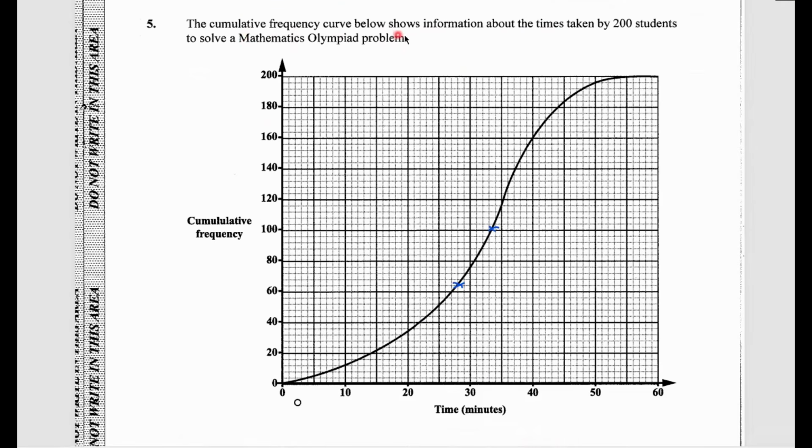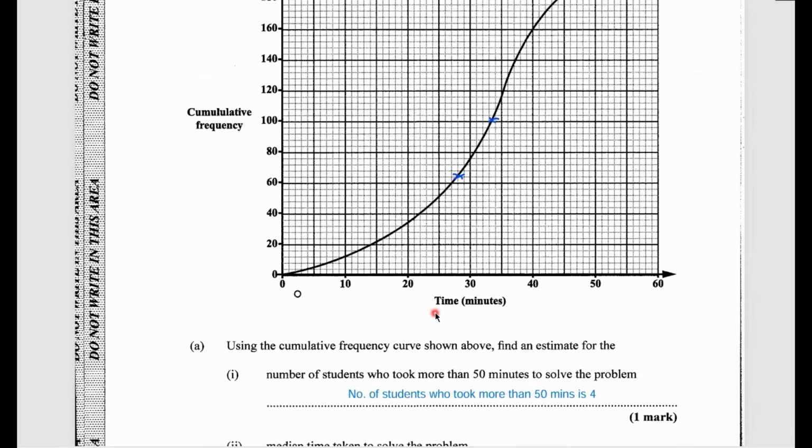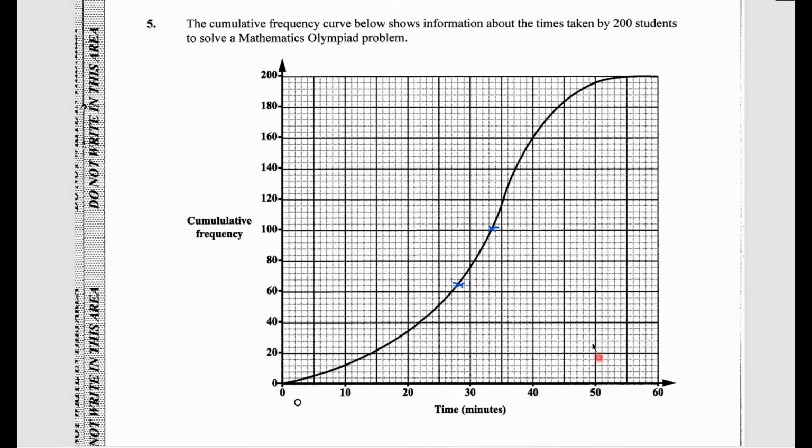Question 5. A cumulative frequency curve shows the information about the time taken by 200 students to solve a math Olympiad problem. Okay. Regular ogive curve. Using the cumulative frequency curve shown below, find an estimate for the number of students who took more than 50 minutes to solve the problem. All right, so at 50 minutes, you know, how did I get that? If you go up with 50, go up and go across, you get 196.